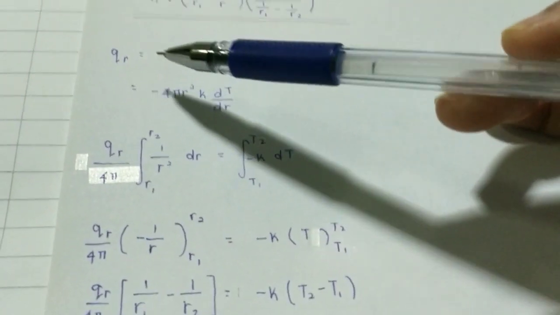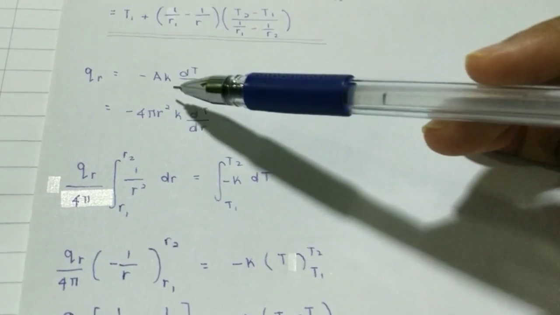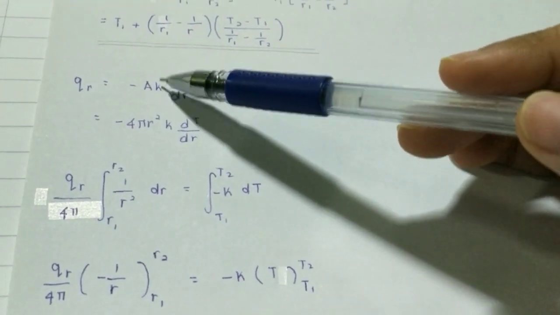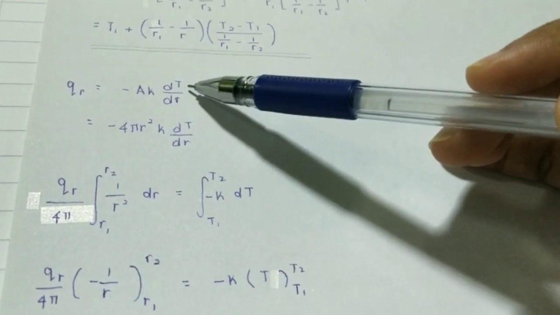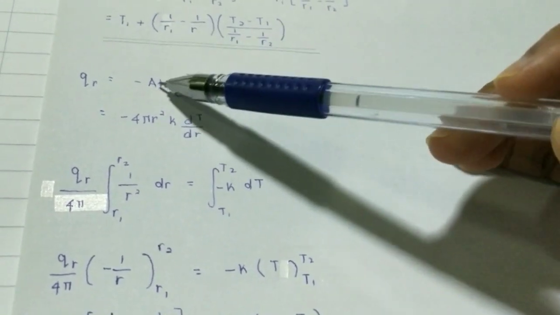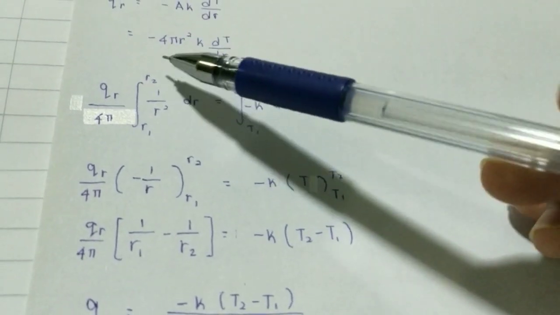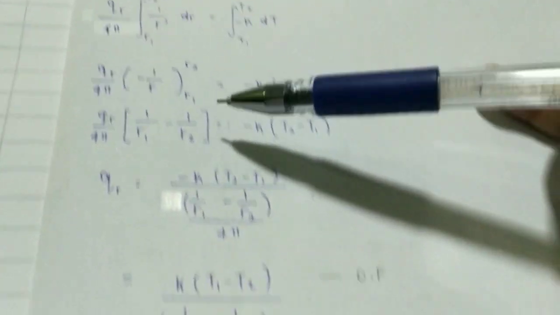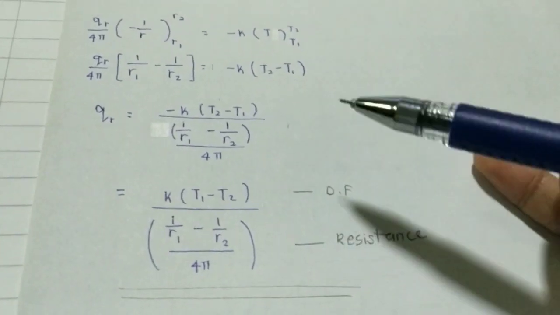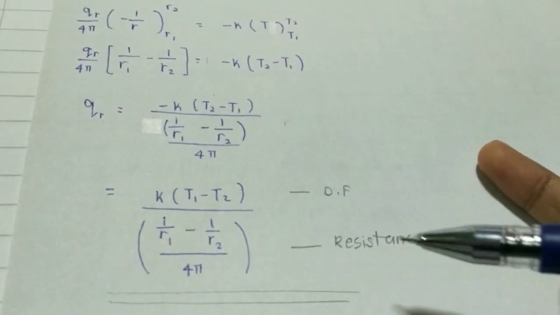For the rate of heat transfer, using the equation of negative area multiplied by a constant and also dT over dR. So the area of a sphere is 4 pi R squared, and then we will integrate the equation here, and lastly we will get this equation. The top one will be the driving force and the bottom one will be the resistance.